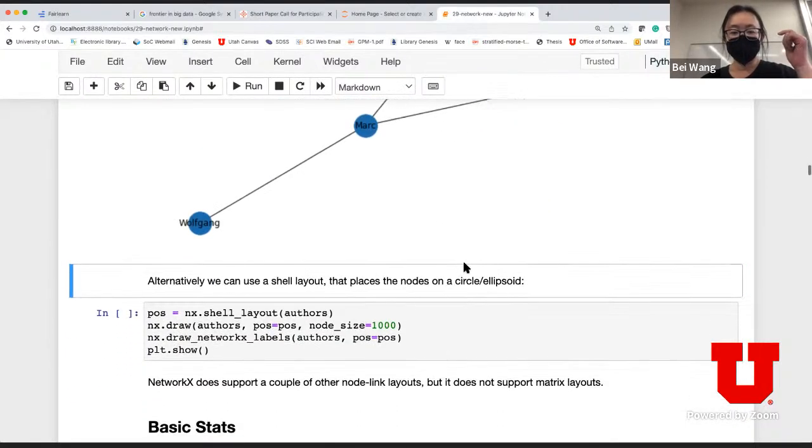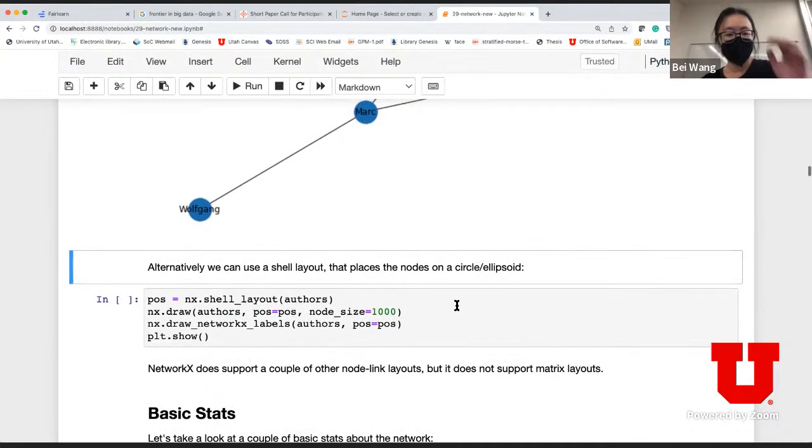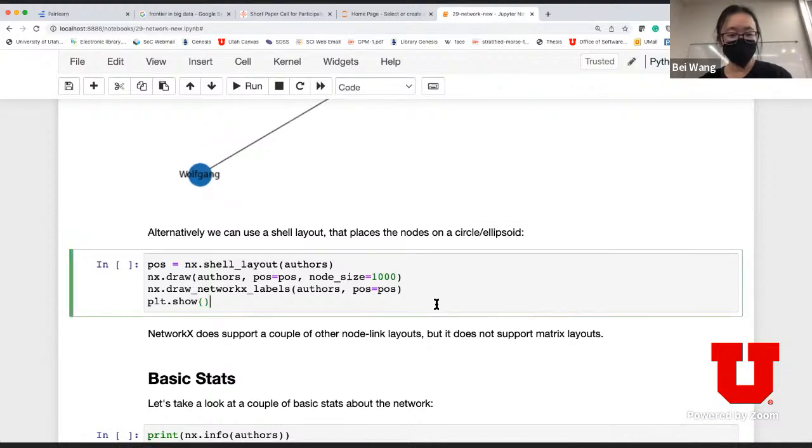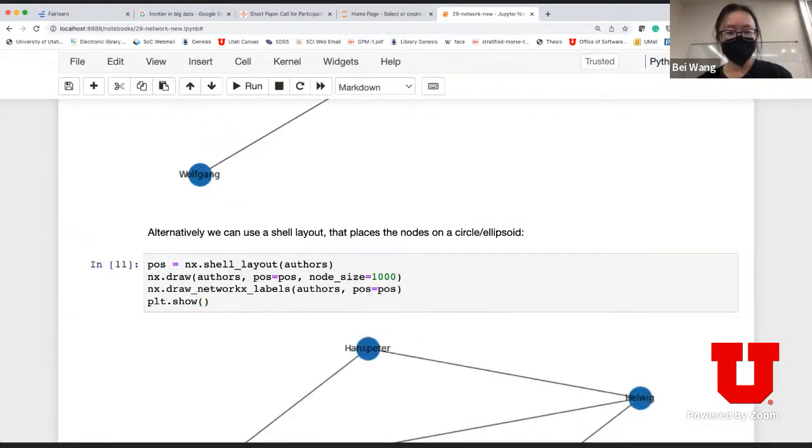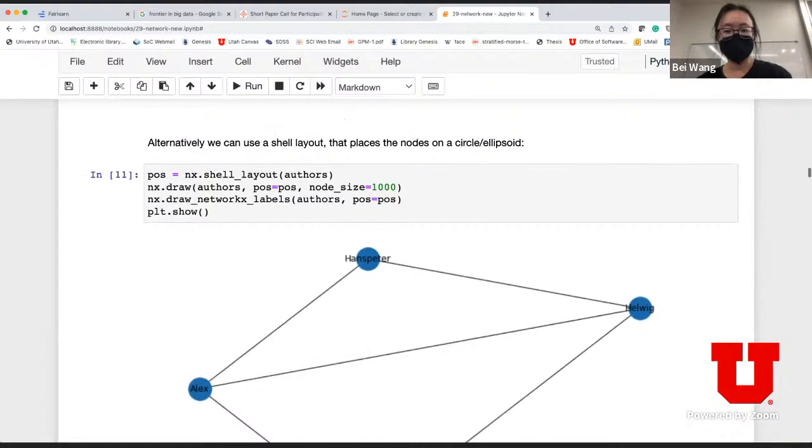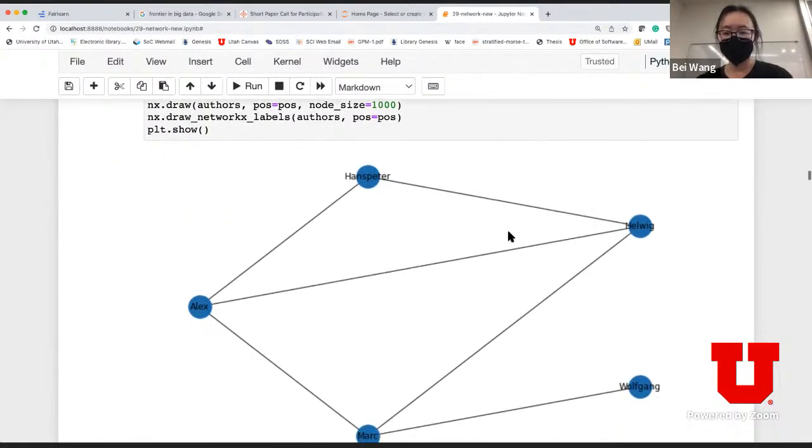But you can also use a slightly different visualization. This is what's called a shell layout. The idea is that the nodes are placed on a circle or ellipsoid as much as possible. And that's what you have.